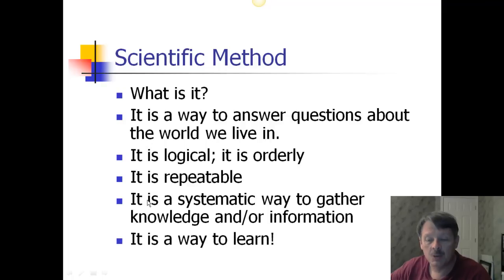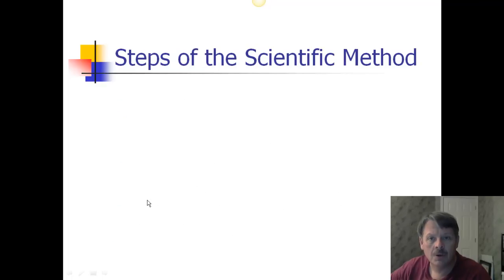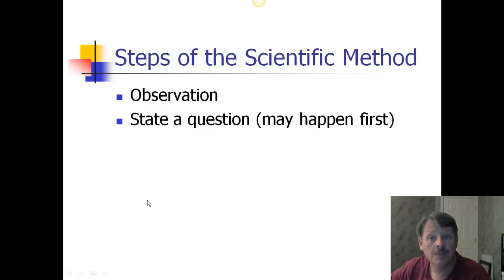And for me, it's a way to learn. So let's look at the steps of the scientific method. Typically, the first step is you observe something. You see something and you say, well, why? So you ask a question. Right? Now, sometimes the question happens first.